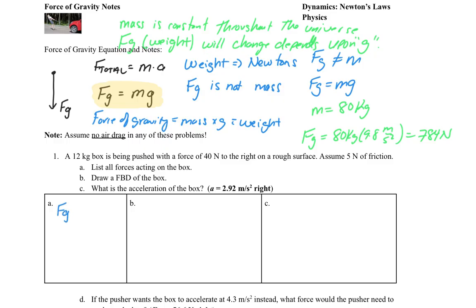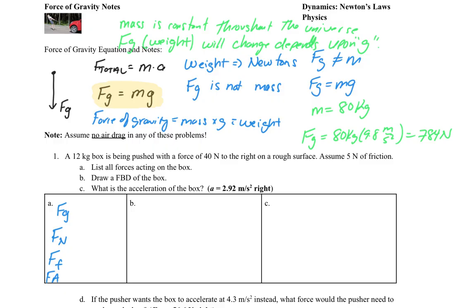It's always acting 100% of the time, unless we are so far away from Earth that it can't. We know that there's going to be a normal force because the table, or the rough surface, is pushing up on the object. We know there's going to be a force of friction, so I'll just put F_f. And then I also know there's this applied force. So those are the 4 forces that are acting on the box.